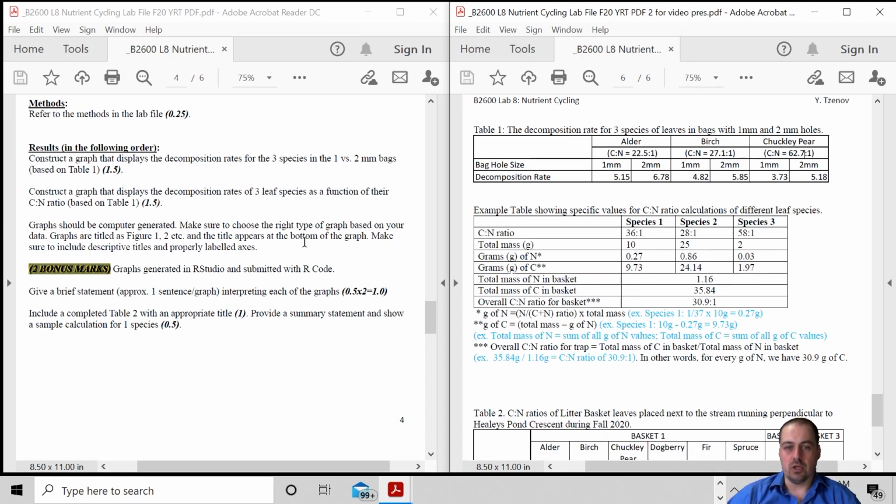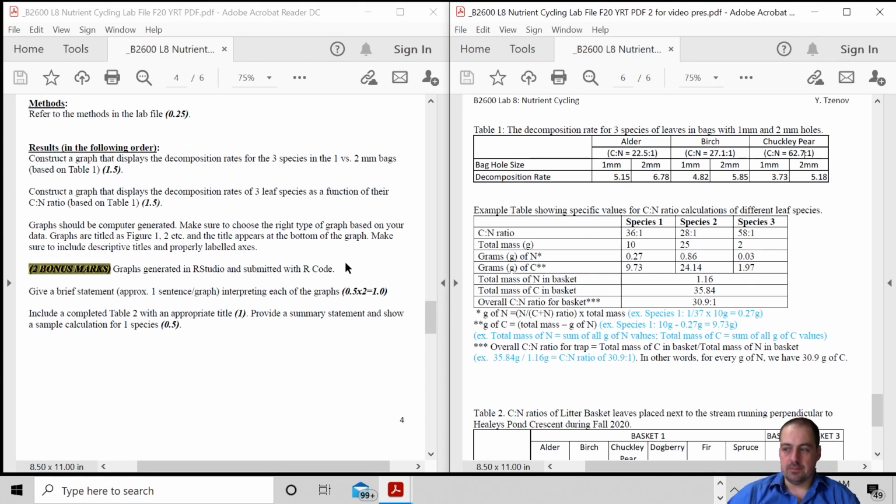Graphs should be computer generated. They're titled as Figure 1 and Figure 2, and the titles appear at the bottom for graphs as opposed to tables where they appear at the top. And of course, make sure that your titles are descriptive and your axes are labeled appropriately.